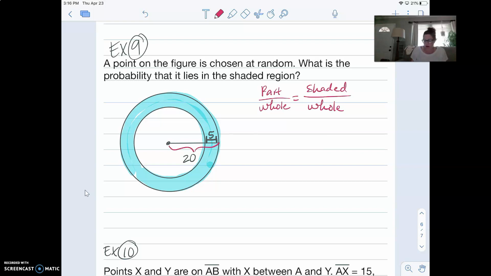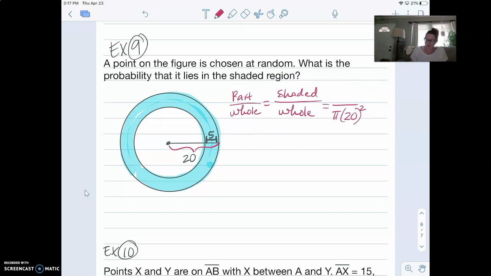So the entire area of the circle is pi r squared, where your r is going to be that whole big radius. Now, what's tricky though is on the top, to get the shaded region, you have to subtract. So this is back with the area. So for the shaded region, you actually have to take the whole area, pi r squared, which is pi 20 squared, and you have to subtract the area of the non-shaded.